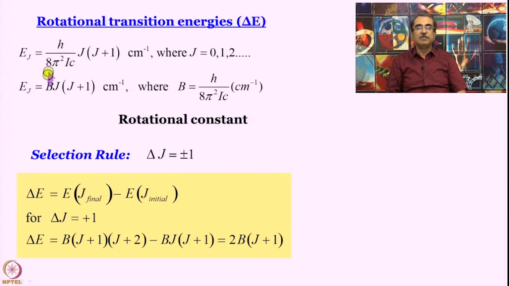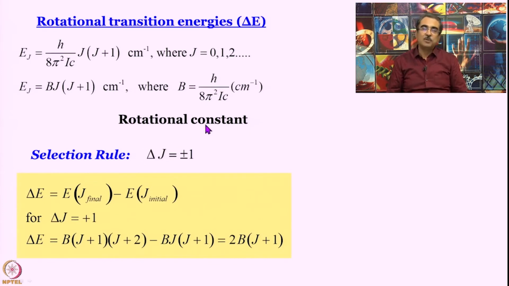Ej equal to h by 8 pi square Ic multiplied by j into j plus 1 centimeter inverse, where j is 0, 1, 2, exactly like your subsidiary quantum number of hydrogen atom. Okay. So, in short it is written Ej equal to B into j into j plus 1 centimeter inverse, where B equals h by 8 pi square Ic, this here is the rotational constant in centimeter inverse.